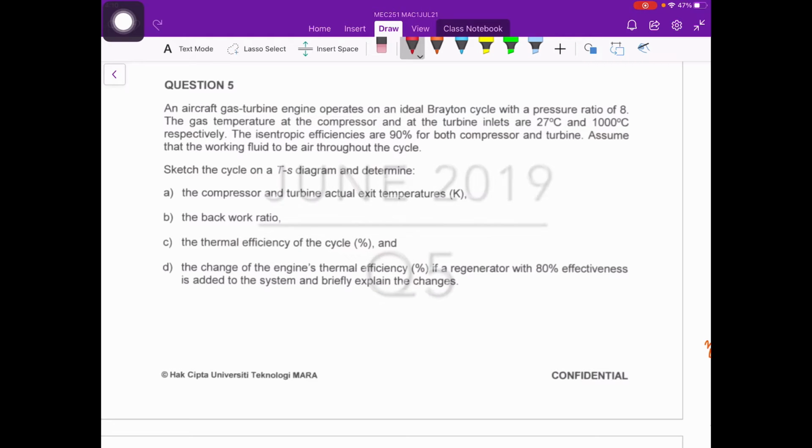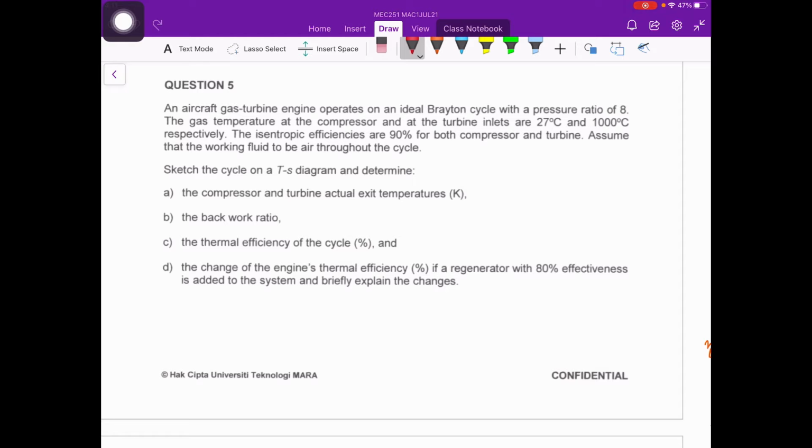Question 5, June 2019. The question states that an aircraft gas turbine engine operates on an ideal Brayton cycle with a pressure ratio of 8. The gas temperature at the compressor and at the turbine inlets are 27 degrees Celsius and 1000 degrees Celsius. Given the isentropic efficiencies for both compressor and turbine equal to 90%.